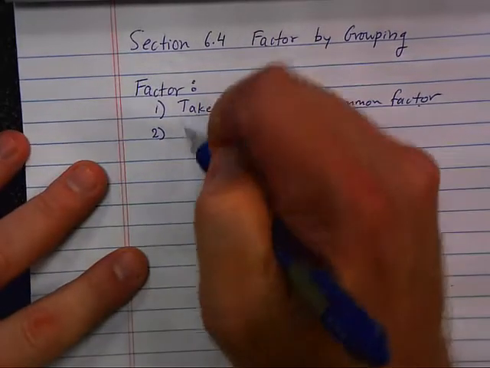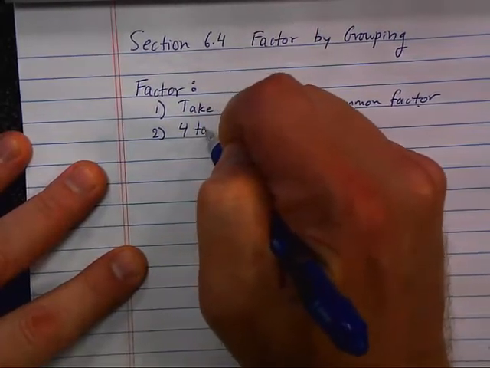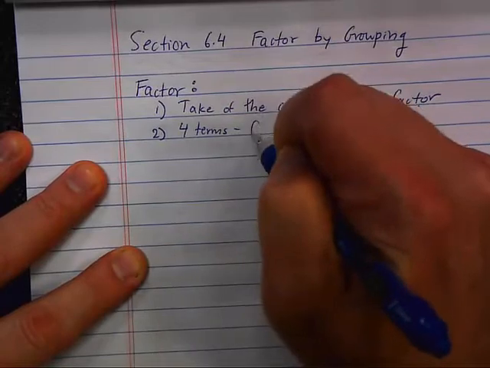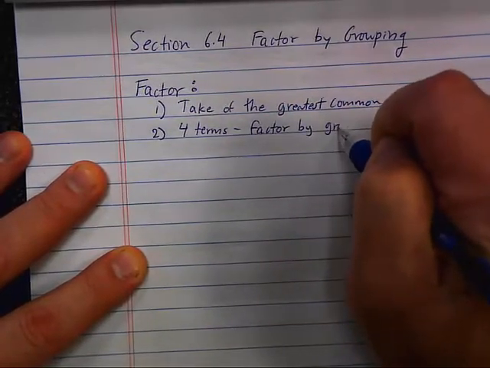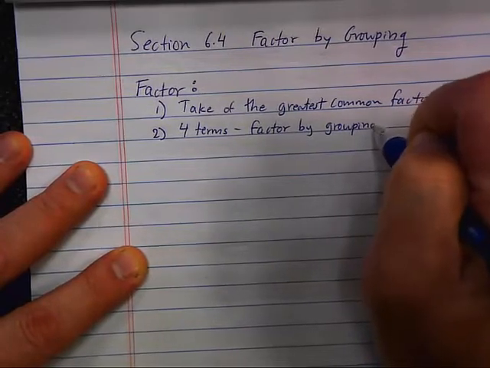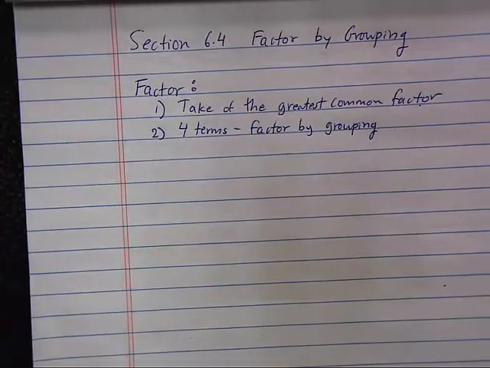If your polynomial has 4 terms, you do something known as factor by grouping, and this is what we're going to do today. So we haven't done that yet. We'll try that in a few minutes here.